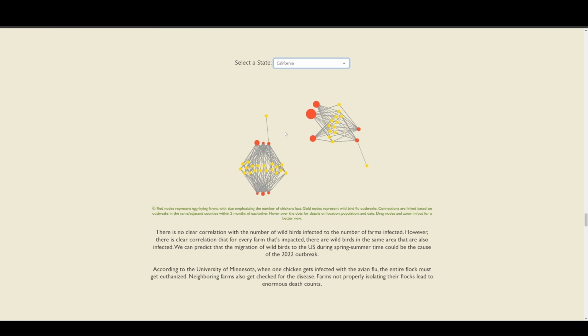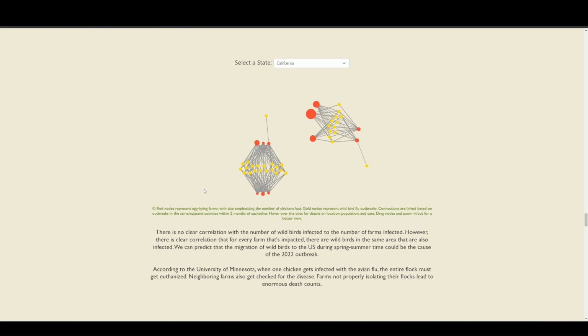Clusters are formed based on areas with large concentrations of wild bird flu outbreaks and any affected farms within the same region. As we can see for California, this cluster represents a certain area in California, while this other cluster represents another area. Both are in the central region, Sonoma and Merced.